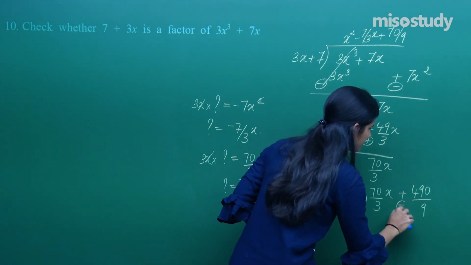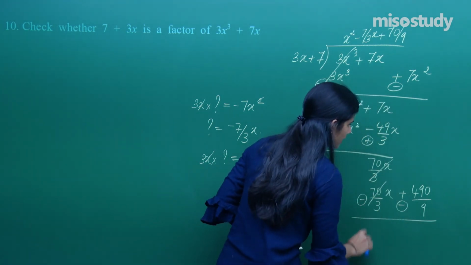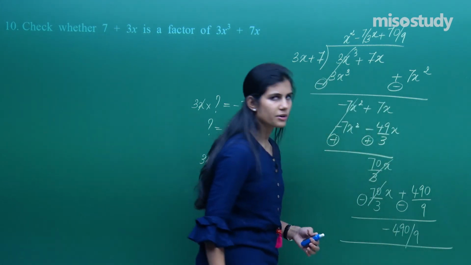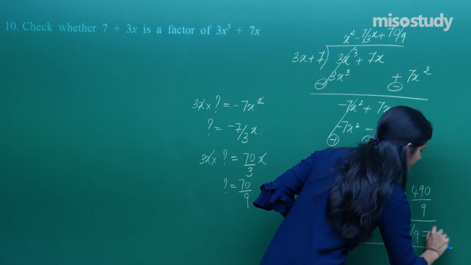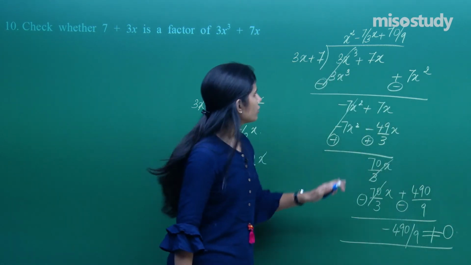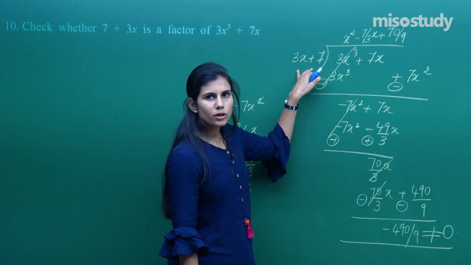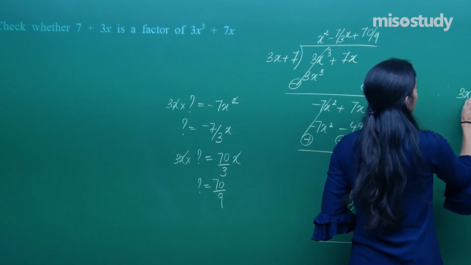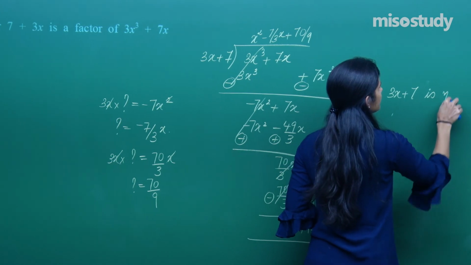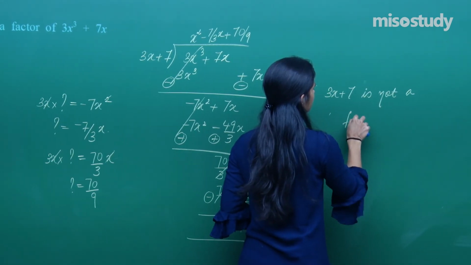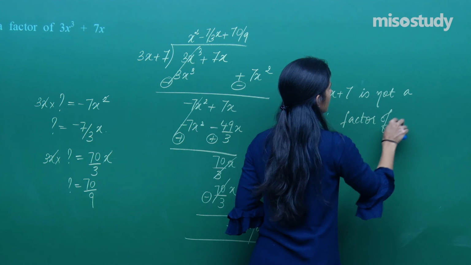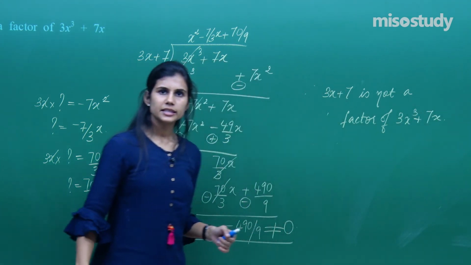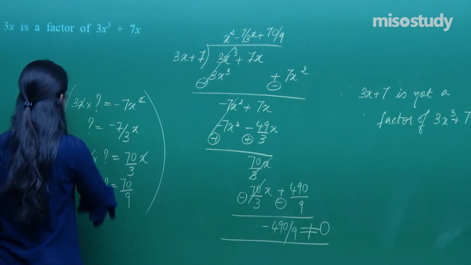Then you will have minus, minus, this gets cancelled out. You have minus 490 upon 9 as a constant coming out as the remainder, which is not equal to 0. When you are dividing this cubic polynomial by this linear polynomial, the remainder is not coming out to be 0, and therefore 3x plus 7 is not a factor of 3x cubed plus 7x. Is it clear? This is your rough work, of course.